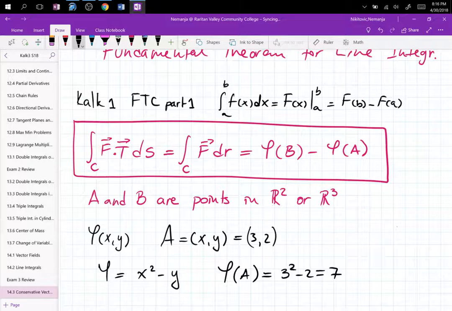Instead of doing the line integral, you do arithmetic. Again, it works only if you have a conservative vector field as F. If it's not conservative, then there is no potential function, and you can forget about this. You actually have to go and do a whole page calculation for the line integral. Fair?